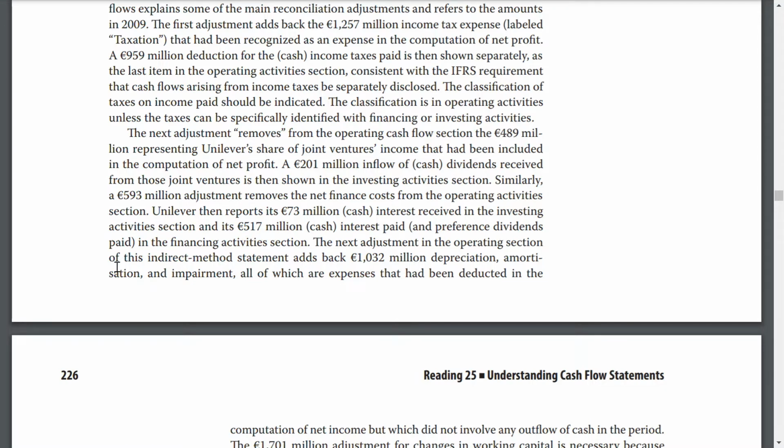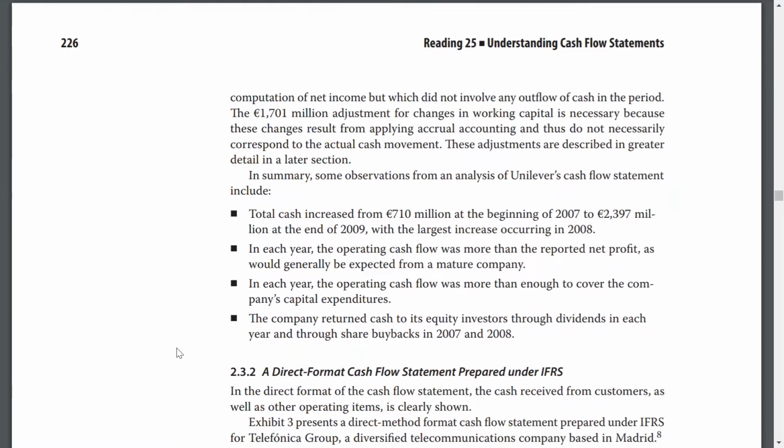The next adjustment to the operating section in the indirect method statement is the add-back of 1,038 million euros of depreciation, amortization, and impairment, all of which are expenses that have been deducted in the computation of net income, but which did not involve any outflow of cash in the period.